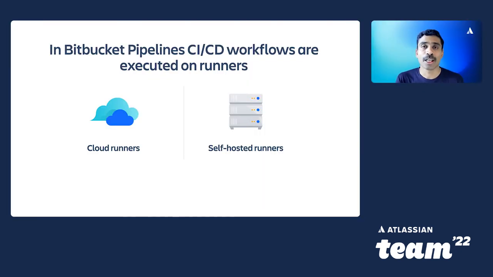Coming back to the demo, let me give you a brief overview of what a Bitbucket Pipeline Runner is. Runners is how Bitbucket Pipelines execute their CI/CD workflow. And there are two types of runners, Cloud Runner and Self-Hosted Runner. Cloud Runner is how the majority of our customers run their CI/CD workflow. They are easy to get started with, have no management overhead, and they scale as per your requirement.